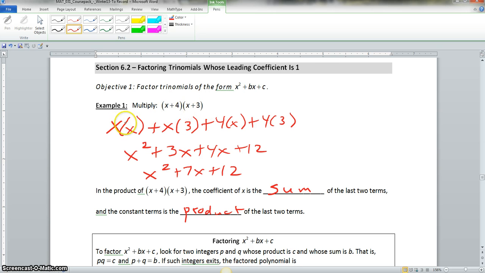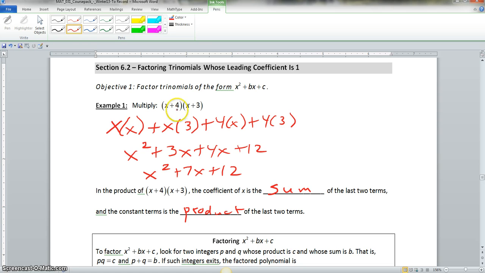And we would take x times x, x times 3, 4 times x, and 4 times 3. So this will give us x squared plus 3x plus 4x plus 12. And then we combine like terms: 3x and 4x is 7x. So it'll be x squared plus 7x plus 12. It says in the product of x plus 4 times x plus 3, the coefficient of x is the sum of the last two terms.